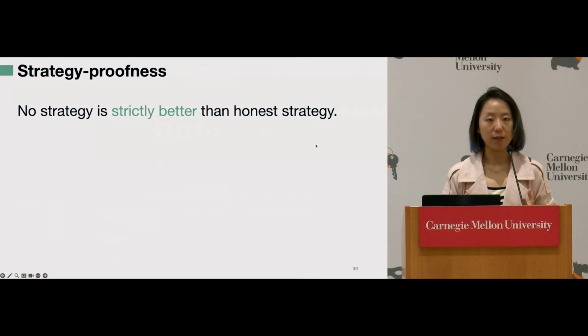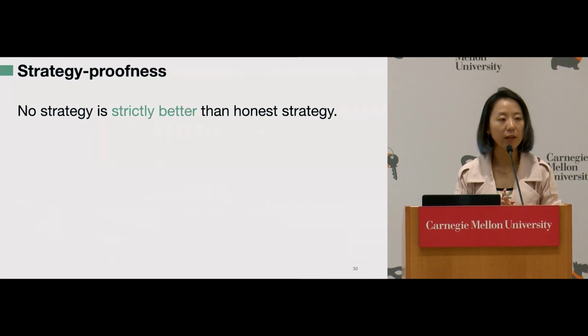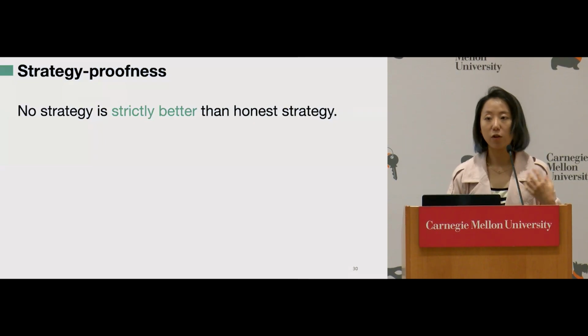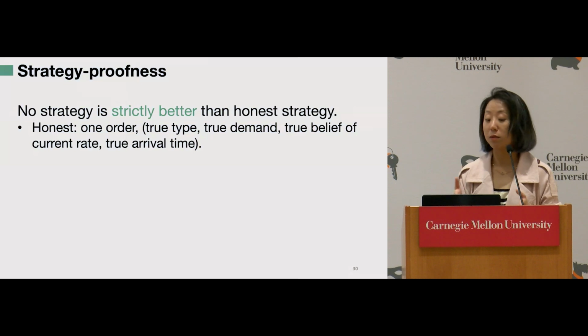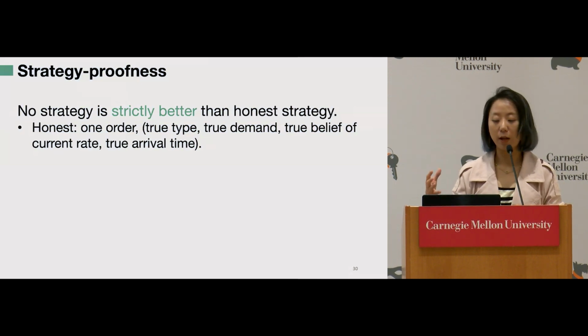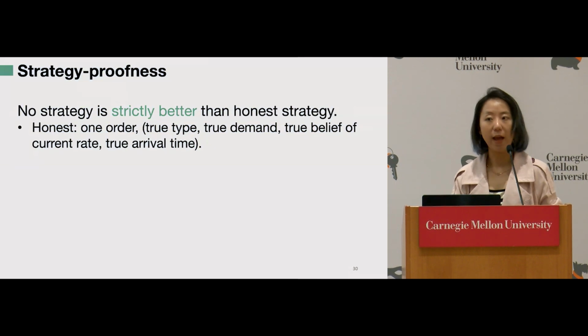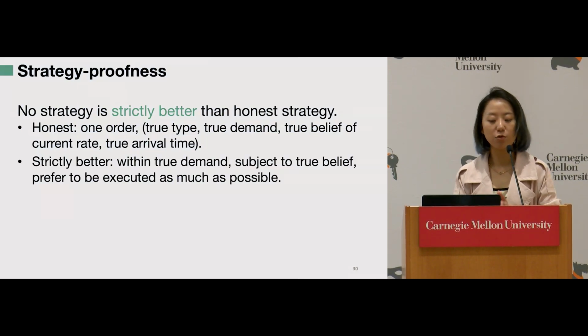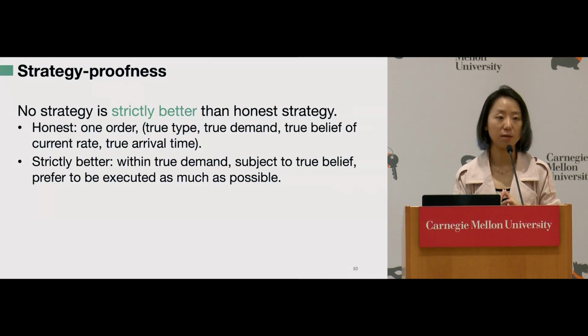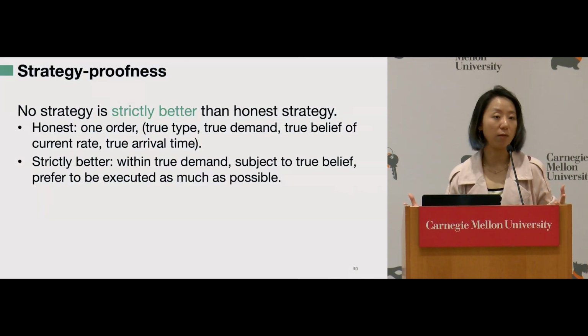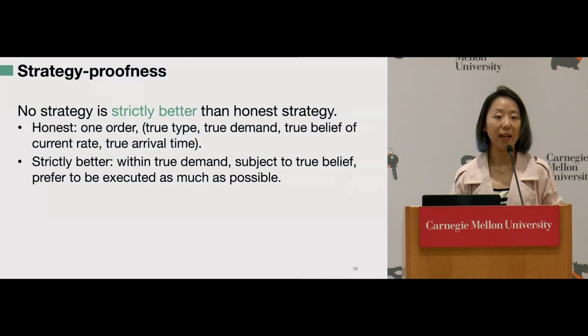By strategy proofness, we mean that no strategy is strictly better than the honest strategy, whereas an honest strategy instructs a user to submit only one order with its true type, its true demand, its true belief of the current rate, and its true arrival time. And by strictly better, we mean that within the true demand, subject to my true belief, I prefer to be executed as much as possible. For example, if I want 10 apples at rate 0.5, no worse than 0.5, then getting 9 is better than getting 8, as long as the rate does not go beyond 0.5.